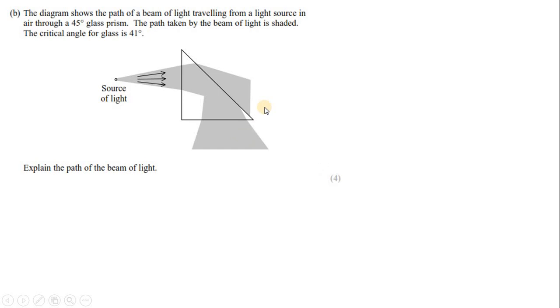Part B, the diagram shows the path of a beam of light traveling from a light source in air through a 45-degree prism. The path taken by the beam of light is shaded. The critical angle for glass is 41 degrees. Explain the path of the beam of light. So why do we have this path?